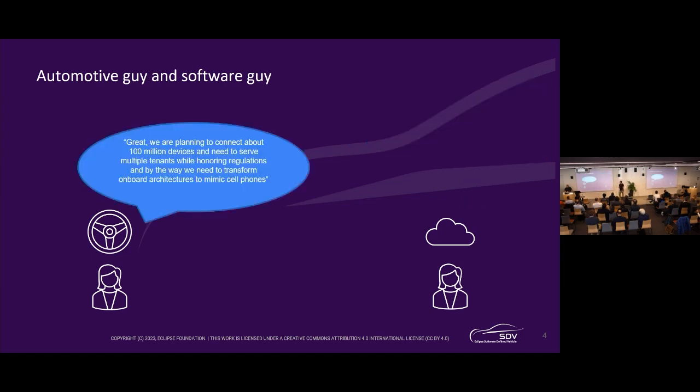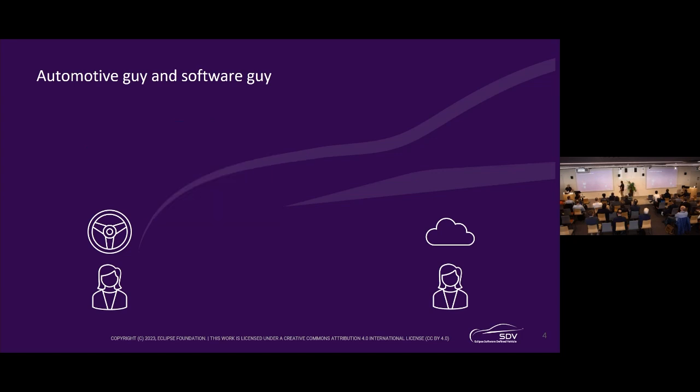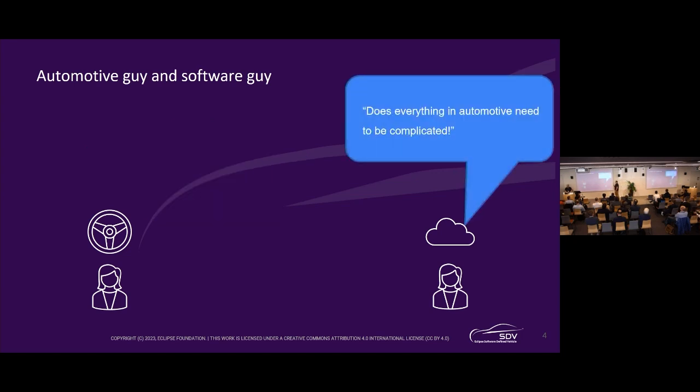Then the automotive guy says, oh, great. We're planning to connect about 100 million vehicles, need to serve multiple tenants while honoring regulations. And by the way, we need to transform onboard architectures to mimic cell phones. You've probably heard, my car needs to behave like an iPhone. So the typical reaction, at least mine: why does everything need to be super complicated in automotive? I mean, at least for software people.